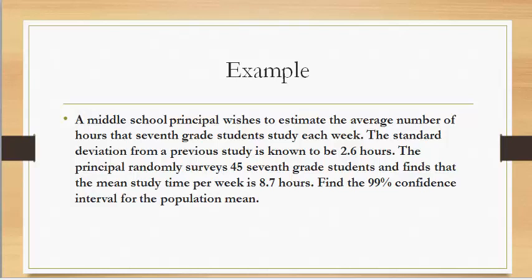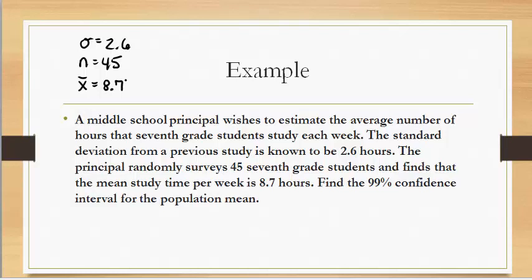Alright, so we know that the middle school principal wishes to estimate the average number of hours that 7th grade students study each week. The standard deviation from a previous study, remember that from a previous study means that this is the standard deviation of the population. We know that that's 2.6. The principal randomly surveys 45, that's going to be your sample size, 7th grade students, and finds the mean study time per week is 8.7. And remember that we talked in the last presentation about how this is the mean of the sample because it's referring to the 45 students.